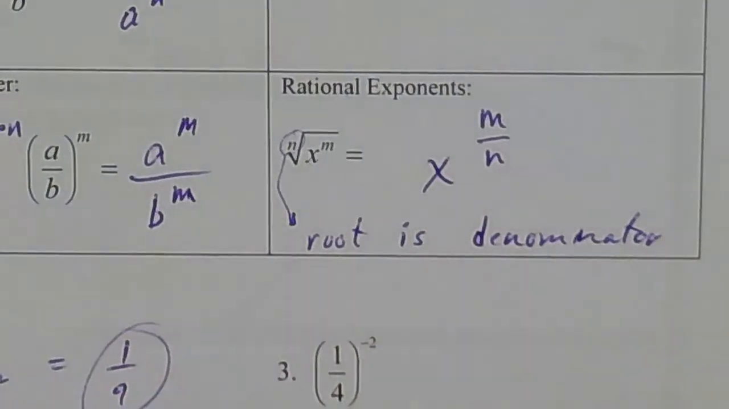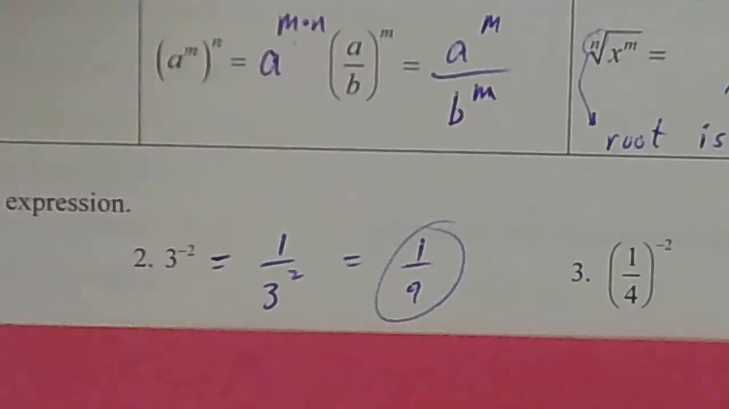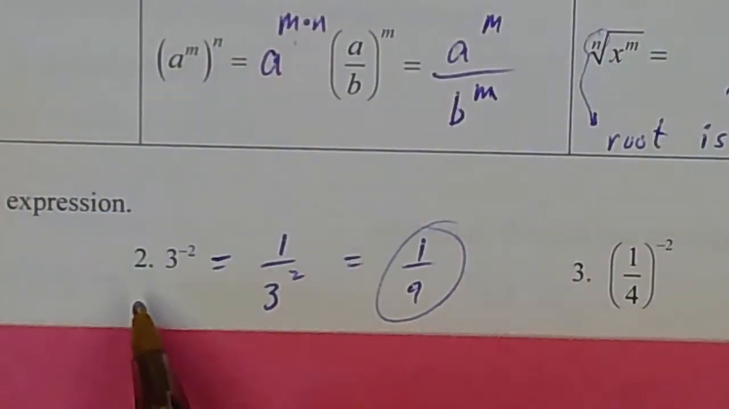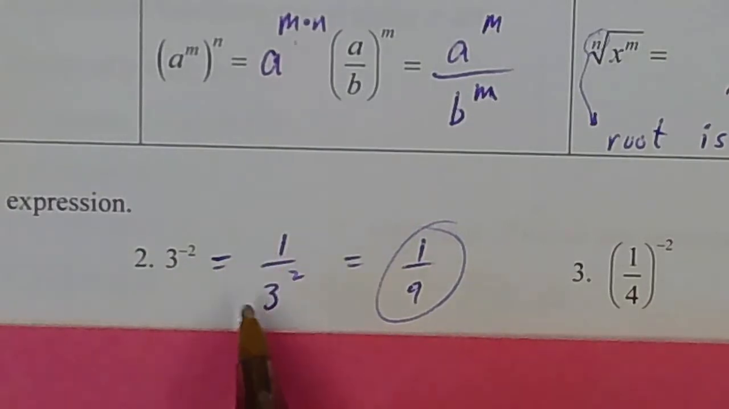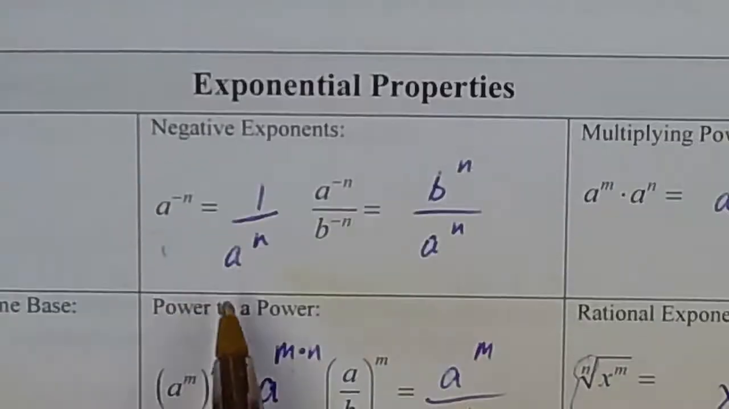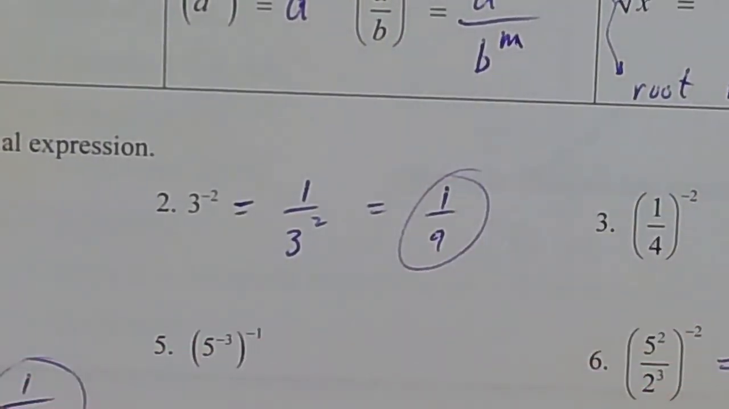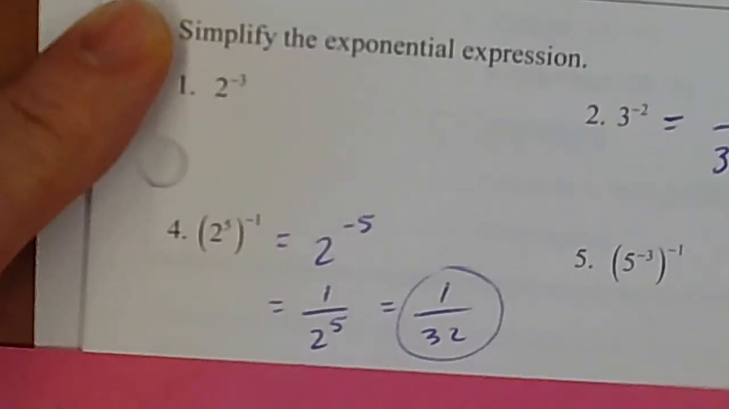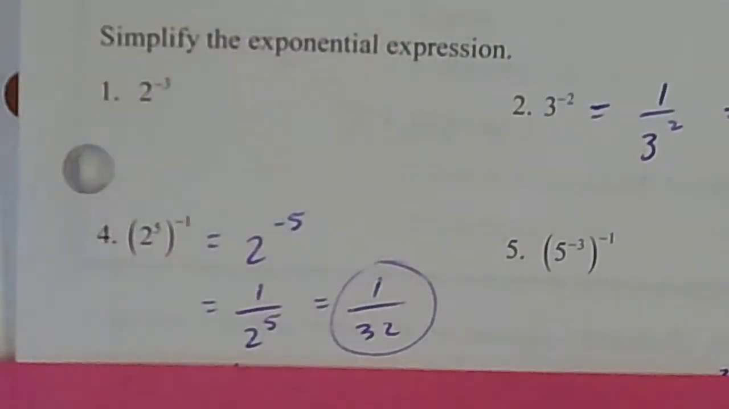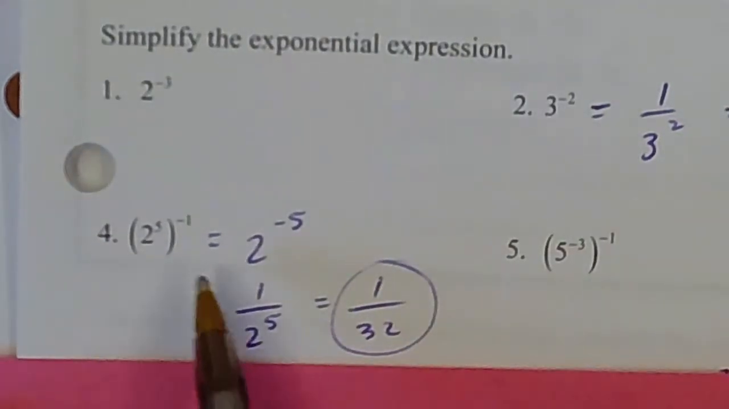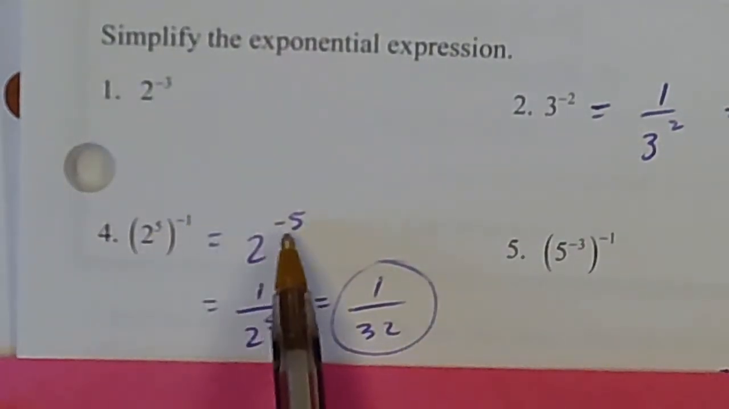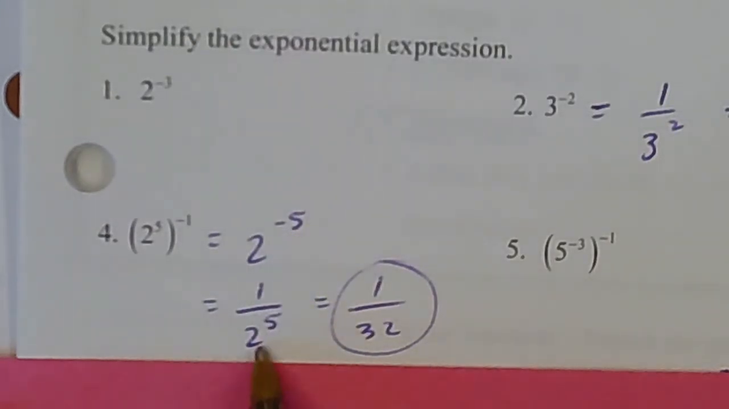Okay. All right, so I'll take you through some evens and you can try some odds. Here's the first one. 3 to the negative second, using this property right here. So the answer is 1/9. Here's 4, power to a power. Again, I'm going to go quick, so you just pause if it's too fast. We multiply in this scenario, and then we have the negative exponent again. So 1 over 2 to the fifth, which simplifies to 1 over 32.